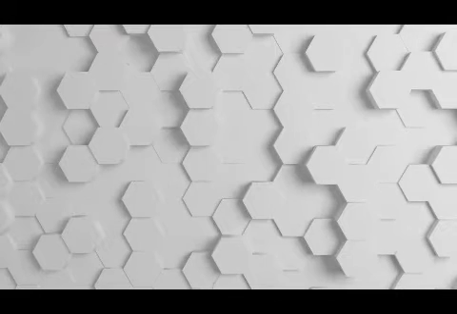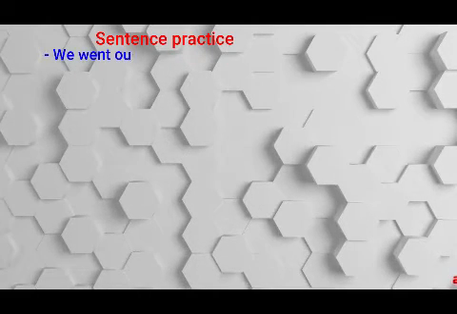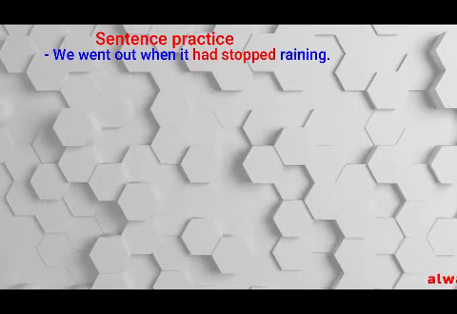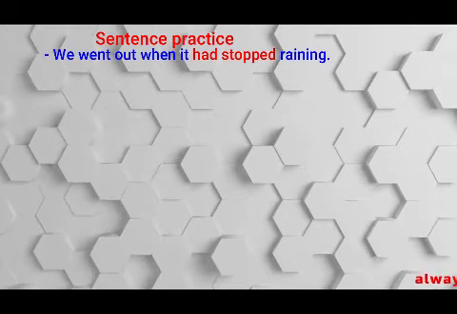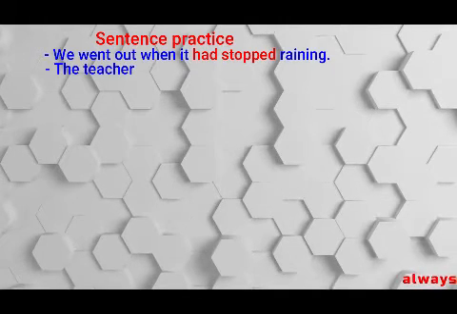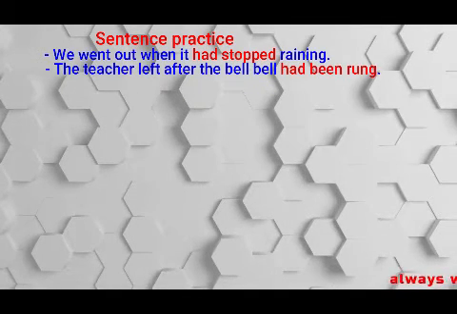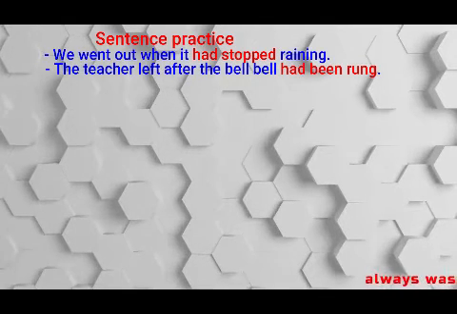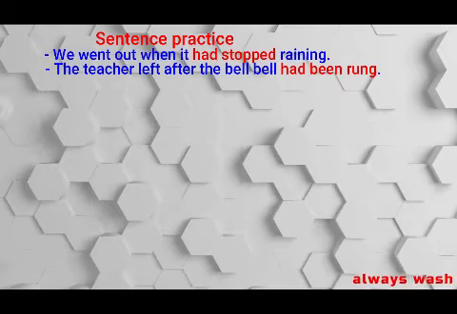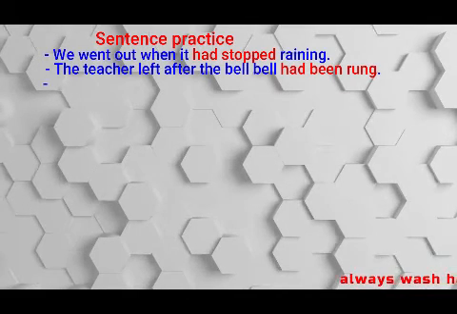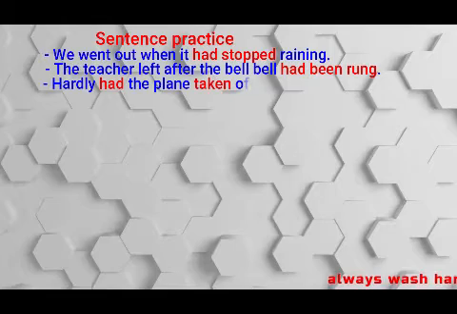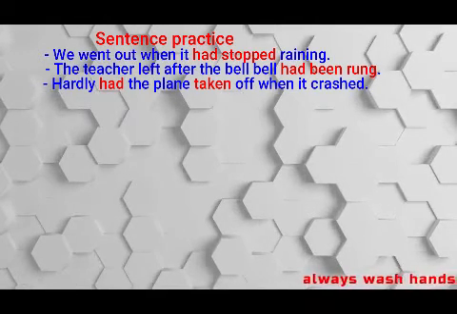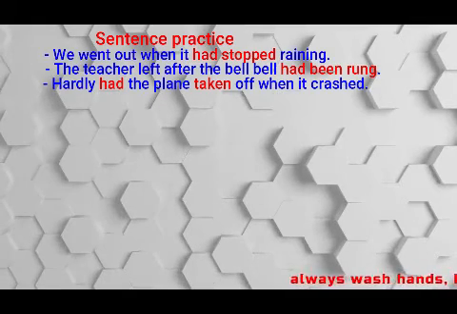Examples in sentences. 1. We went out when it had stopped raining. This means it stopped raining first, then we went out. 2. The teacher left after the bell had been rung. This means the bell was rung. Then later, the teacher went out. 3. Hardly had the plane taken off when it crashed. This means the plane took off first, then crashed.